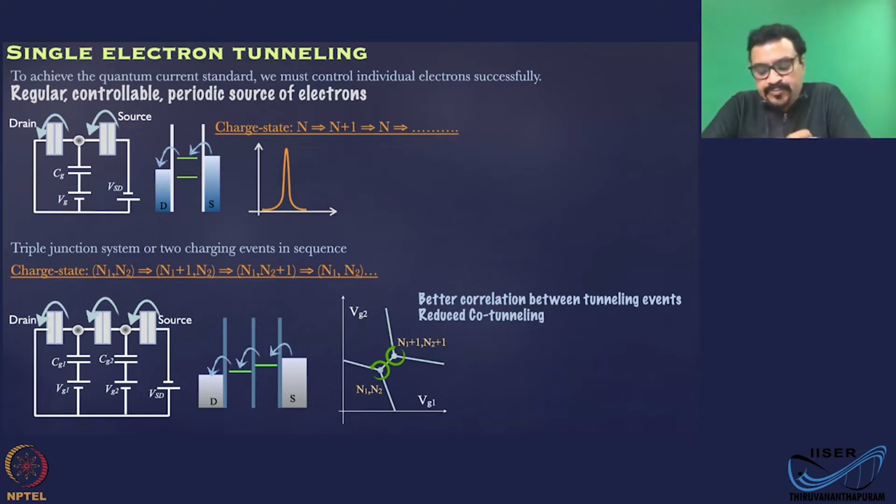So we know that the easiest way, and probably the most fundamental way of generating electrons and transferring them through a circuit in a controlled way is using single electron devices, such as single electron transistors or quantum dots, using the phenomenon of Coulomb blockade and Coulomb blockade oscillations.